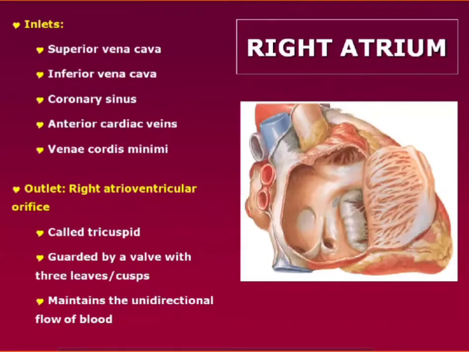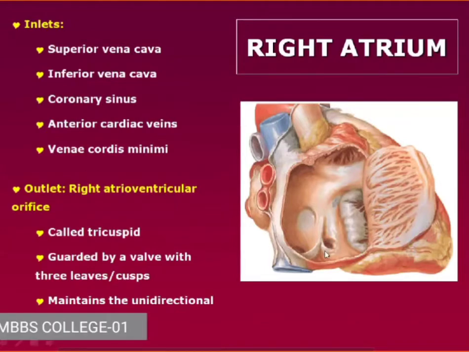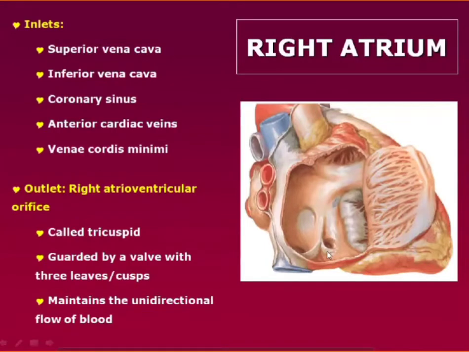And where does this coronary sinus open? This coronary sinus opens into this right atrium, and it is guarded by a valve, and that valve is called the Thebesian valve. Right? So the superior vena cava opening, the inferior vena cava opening, and also the opening of the coronary sinus. And there are other openings, the anterior cardiac veins and the venae cordis minimae, which also open into the right atrium.